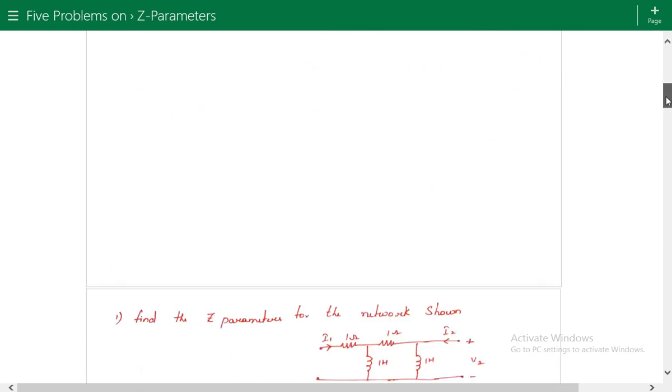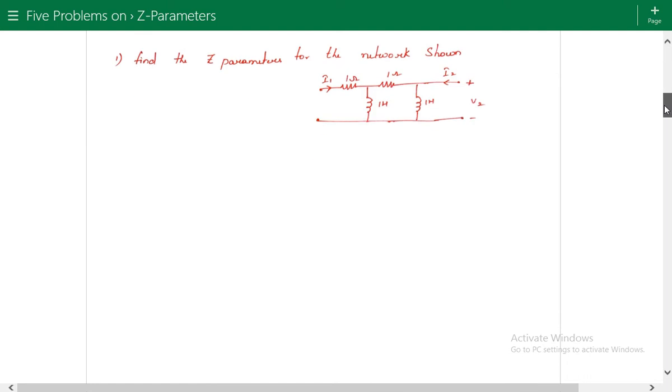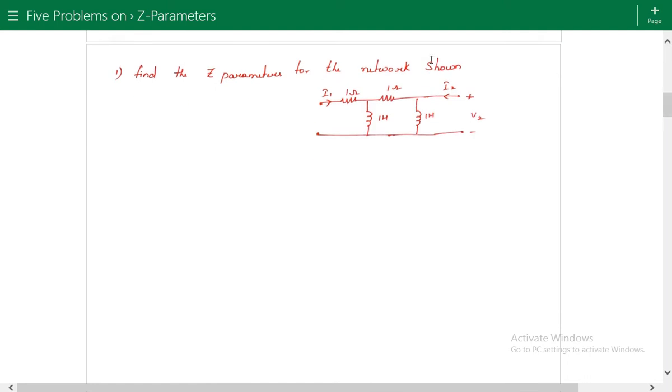So this is our first problem. In this problem, they had given a network, which is an RL network, and they were asking to find the Z parameters. Whenever there is an inductance or capacitance in the network, you first have to draw the transformed network, which means converting the inductance and capacitance into the Laplace domain.